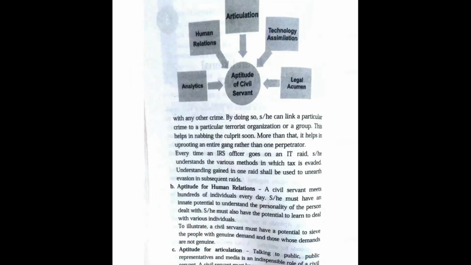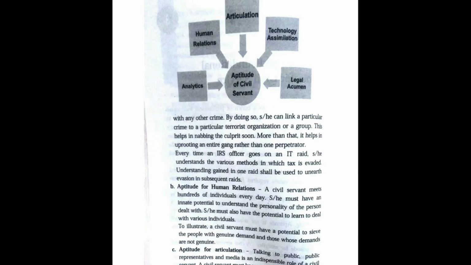Okay, by doing so he can link a particular crime to particular terrorist organization or a group. This helps in nabbing the culprit soon. More than that, it helps in uprooting an entire gang rather than one perpetrator. इसलिए आपके पास वो intelligence या फिर data analysis, सारे चीज के data को इकट्ठा करके एक साथ लाके एक चीज को पकड़ना, खास करके IPS officer का ये सब चीज होना चाहिए.